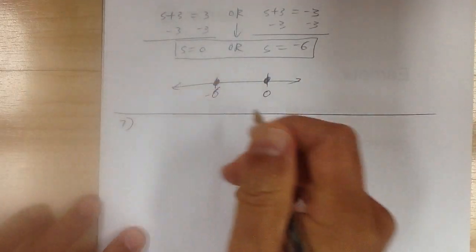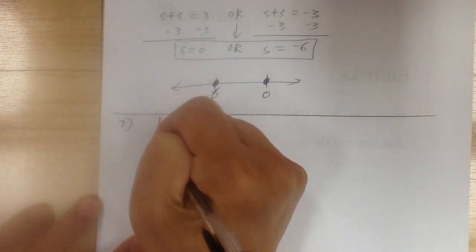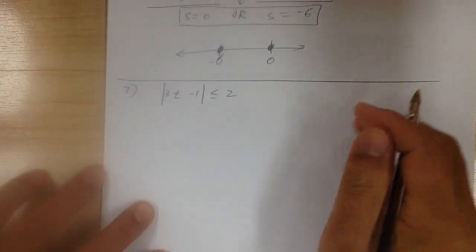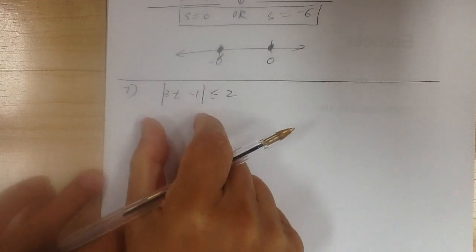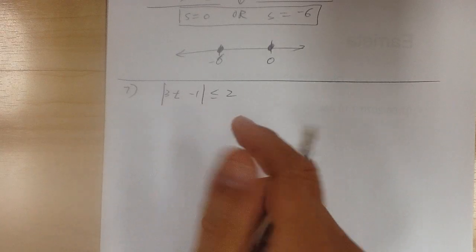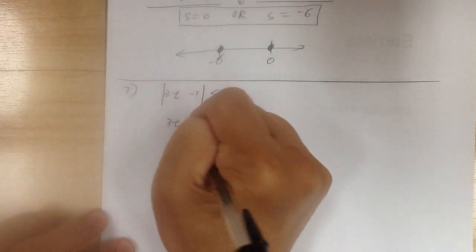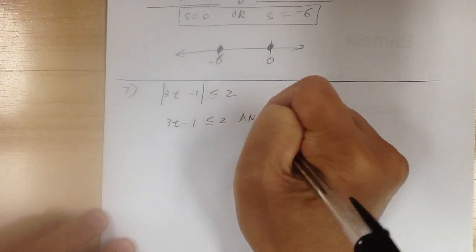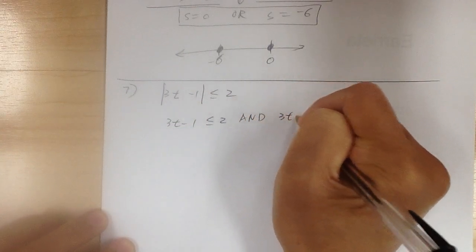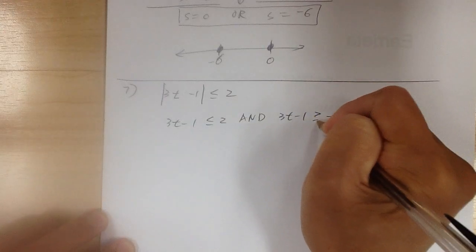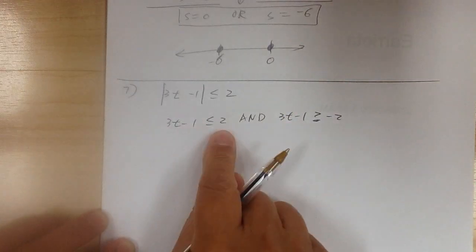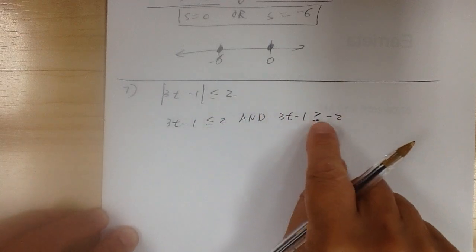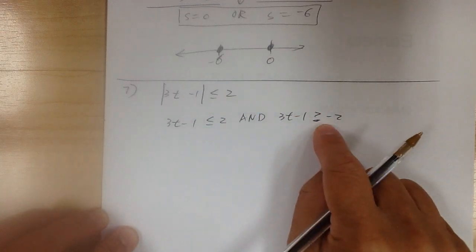Okay, number 7. Yeah, absolute value of 3t minus 1 is less than or equal to 2. Okay, so again, make sure your absolute value is by itself. Then after that, that's going to separate. So you got 3t minus 1 is less than or equal to 2. This is pointing toward that, so it's and. And you got 3t minus 1 is greater than or equal to negative 2. Right? So again, this is a positive equation, so everything stays the same. This is the negative equation, so this and this would be the opposite.